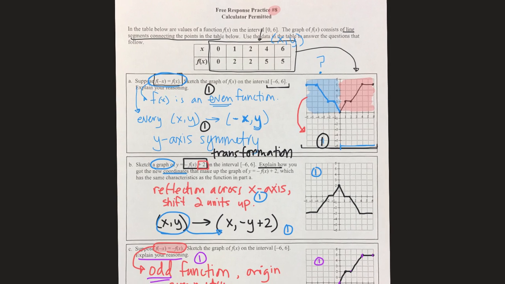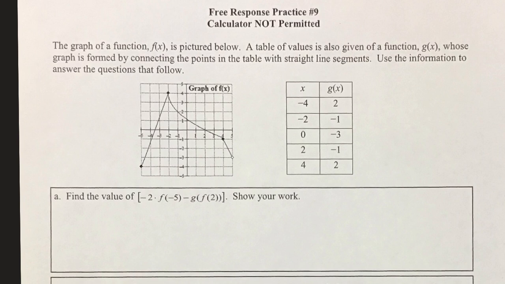So let's look at number 9, FRQ number 9. In number 9, we have a graph. The graph represents f, and then this table represents g, whose graph is formed once again by connecting all the points in the table with straight line segments. So this is a continuous graph that has these points on it.